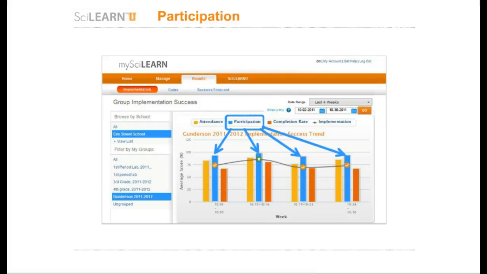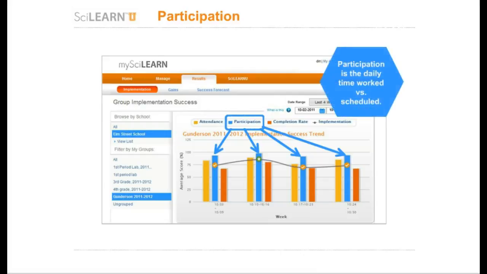Good participation means that students are working on the products the recommended amount of time each day. When you see poor participation, think of students being off task or leaving class early each day. They need more time each day to get the full benefit of repeated practice.